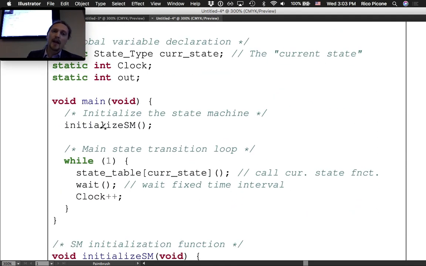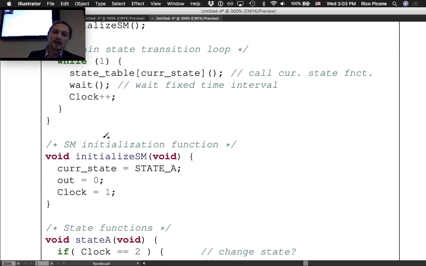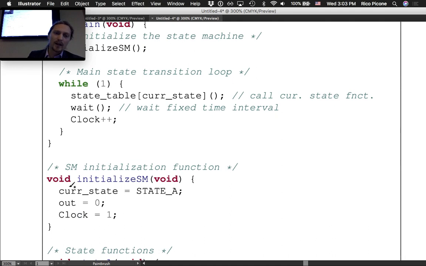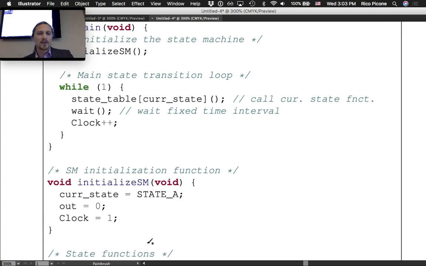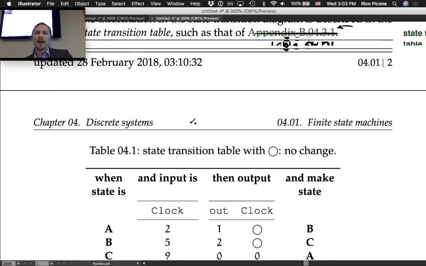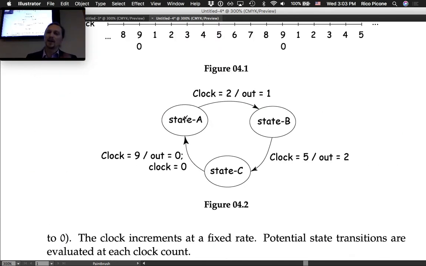Okay. And then clock and then out are two static ints that are global. And then inside of our main, we first initialize the state machine. So let's look at that function. It sets current state to state A. It sets the output to 0. And it sets the clock to 1. So we are starting out at state A. I guess in this, we start out in state A, and then when we're in state A, we're waiting for the clock to be equal to 2.